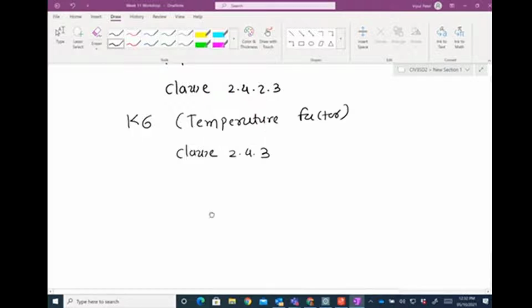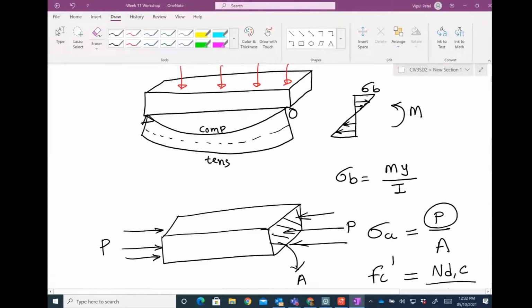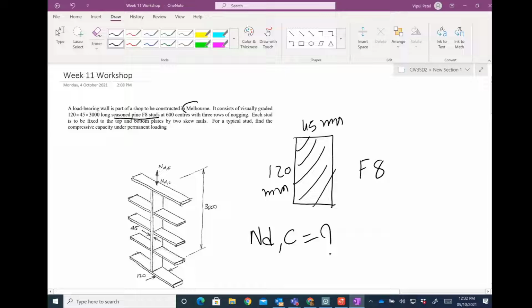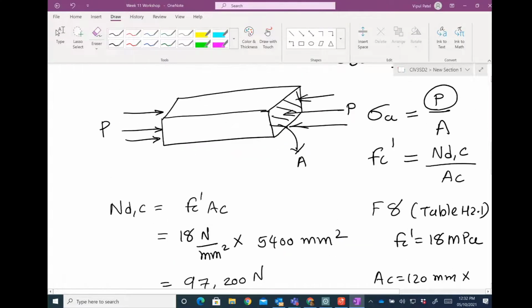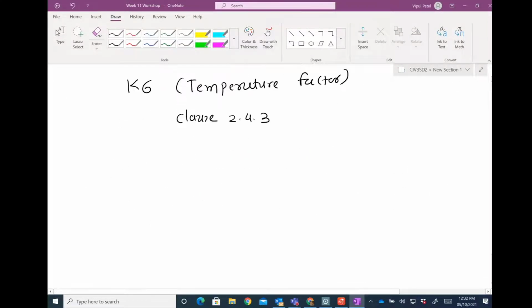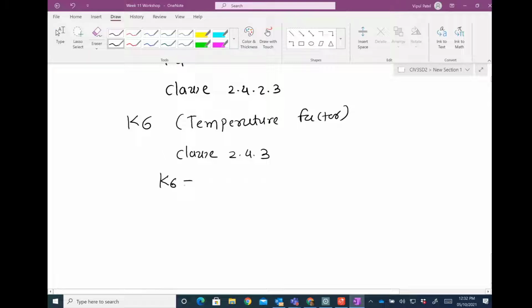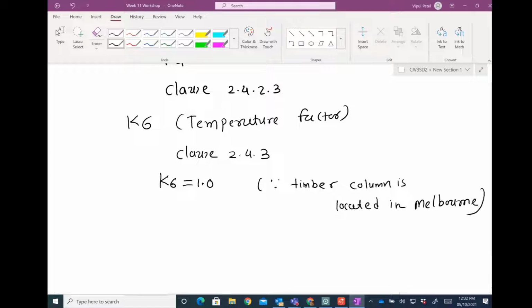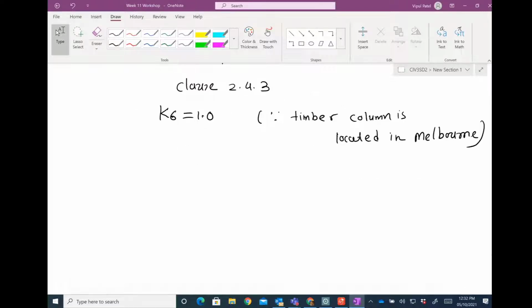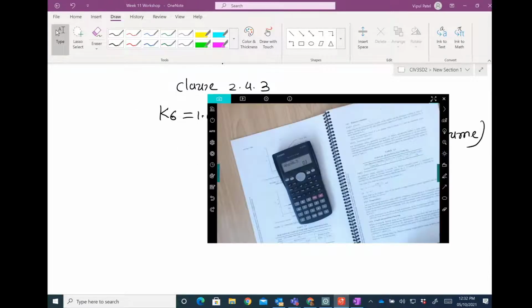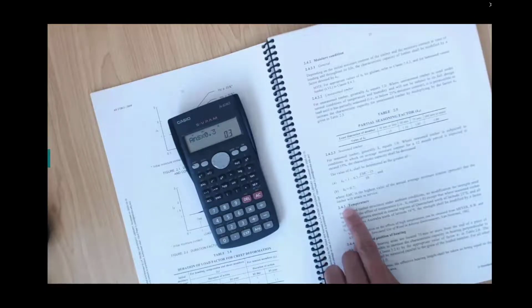In our case, the timber column is located in Melbourne. So you can see that they have a shop here where they talk about this Melbourne. In the Melbourne region, K6 would be 1, because the timber column is located in Melbourne, and Melbourne does not fall in this high temperature zone. The north side of Australia is the high temperature zone. So that is K6 coming from clause 2.4.3.